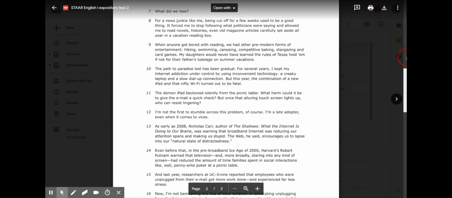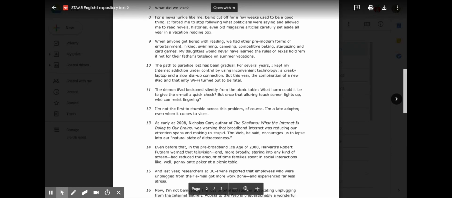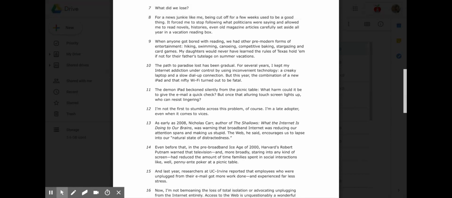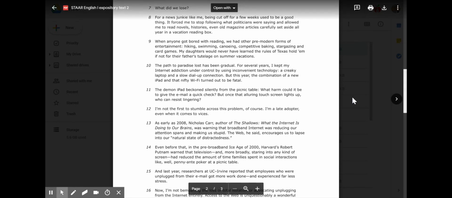Take a look here. The Demon iPad in paragraph 11. It's a reference to the title, so you know it's going to be part of that argument. The Demon iPad beckoned silently from the picnic table. What harm could it be to give the email a quick check? But once that alluring touchscreen lights up, who can resist lingering?